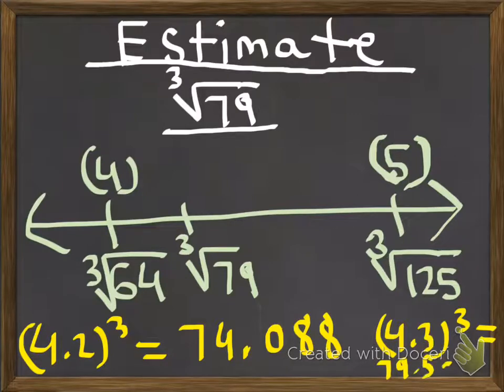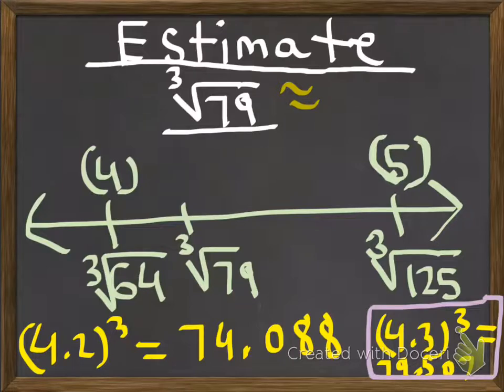So we have to adjust it using step 2 with a lower number, which is closer to 4. So let's try 4.2. 4.2 cubed is 74.088. 4.3 cubed is 79.507. We need to get to 79, and that is really close to it. It's only 0.507 off. So the answer to the question is the cube root of 79 equals approximately 4.3, since we have used our steps.